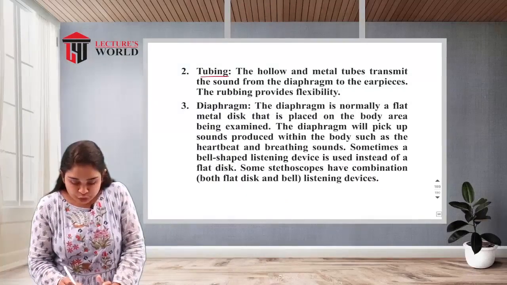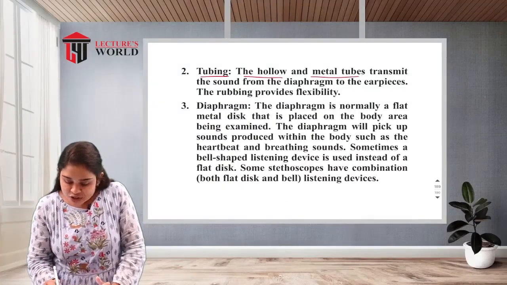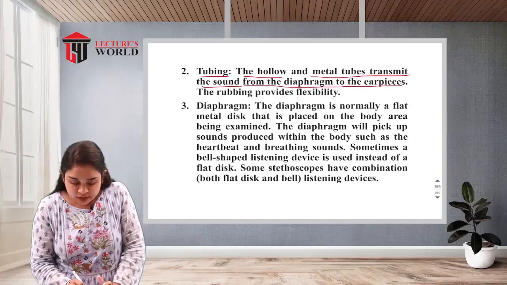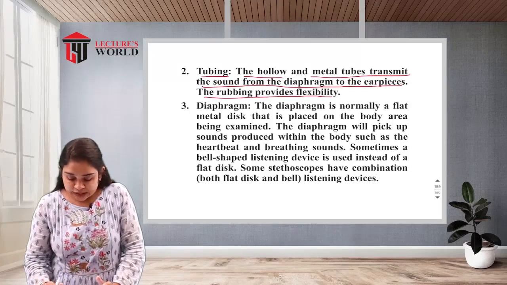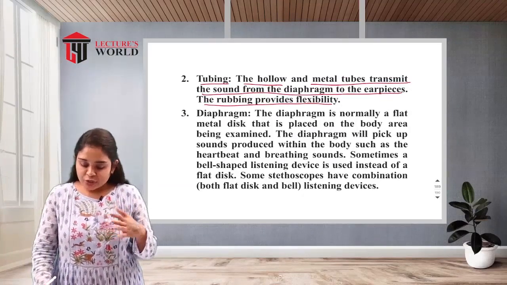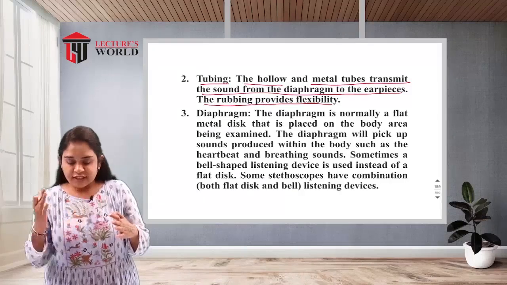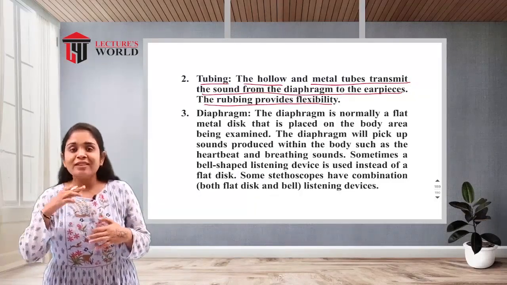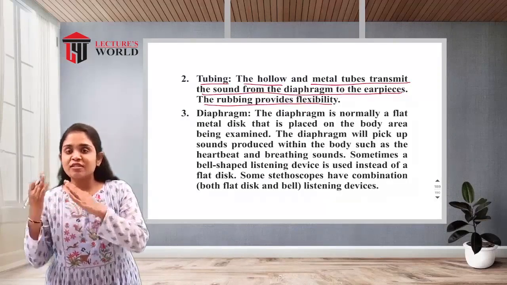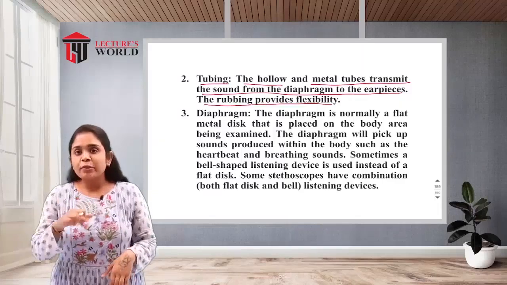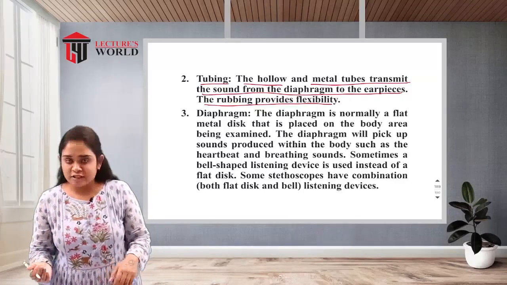Then after that, the tubing. The hollow metal tube transmits the sound from the diaphragm to the earpiece, and the tubing provides flexibility. So here, the diaphragm is going to produce the sound, and the tubing is the one that transmits the sound from the diaphragm to the earpiece. This tubing also helps with flexibility.